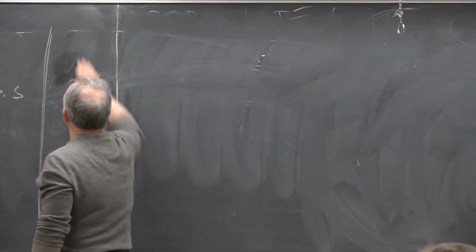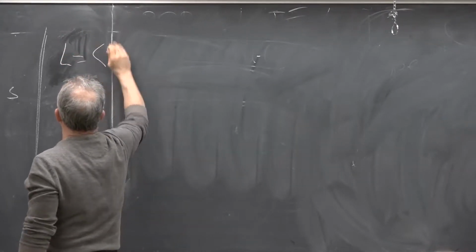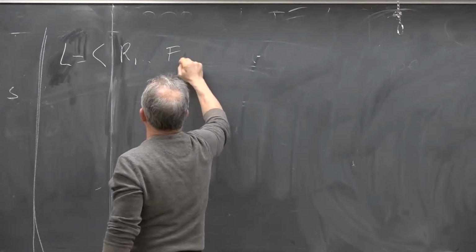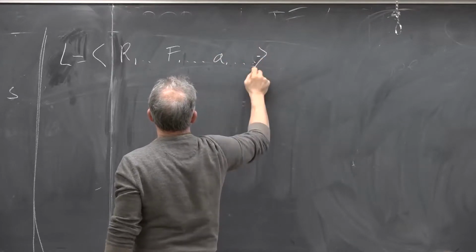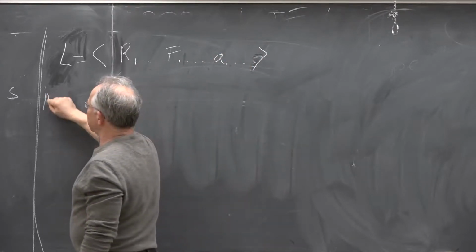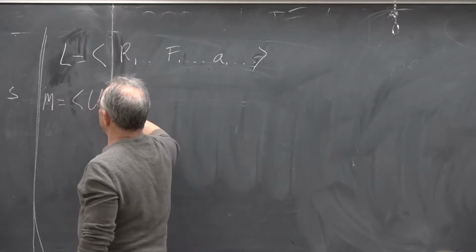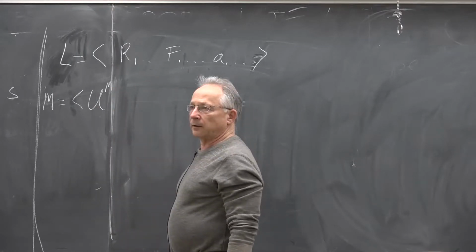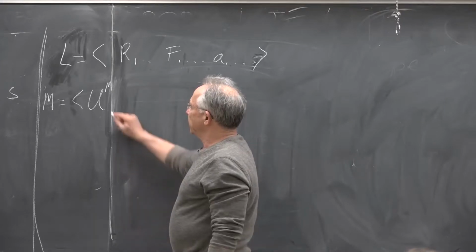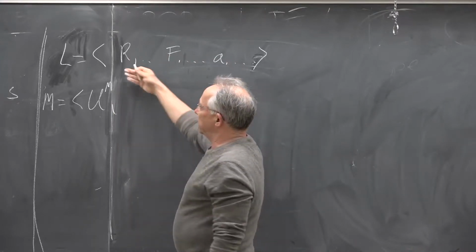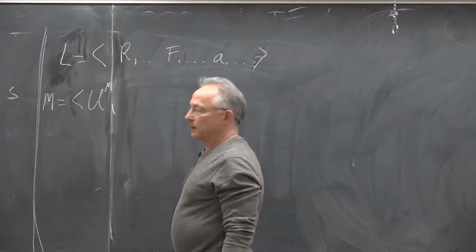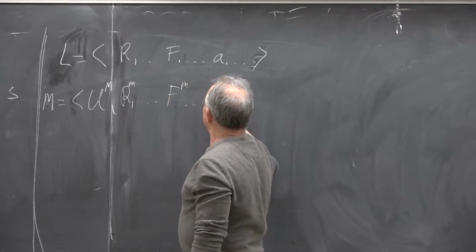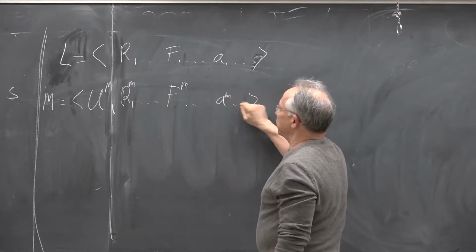The second thing is about relations in the structure. If I have a language that consists of relation symbols, function symbols and constant symbols, then a structure for this language consists of first a universe, which sometimes I'll write as the universe of M, but sometimes I'll just not mention the M. And then for each of the symbols in the language, we need an interpretation in the structure. So here I will have R1 in M, F in M, A in M, and so forth.